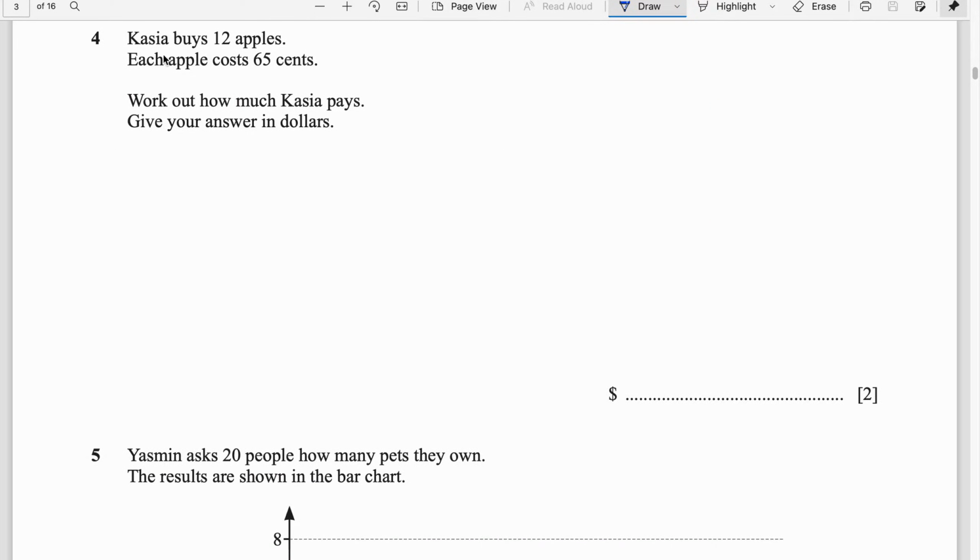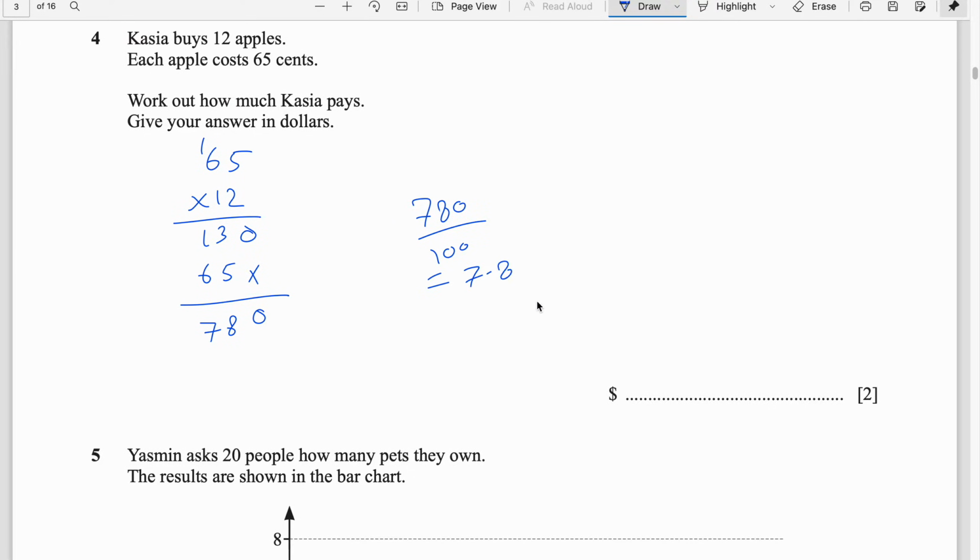Question number 4. Kasia buys 12 apples. Each apple costs 65 cents. Work out how much Kasia pays. Give your answer in dollars. So 65 times 12. 5 twos are 10. 6 times 12... 5 times is 5. 1 into 6 is 6. So that is 780 cents. When you divide it by 100 to convert it into dollars, that is $7.80.